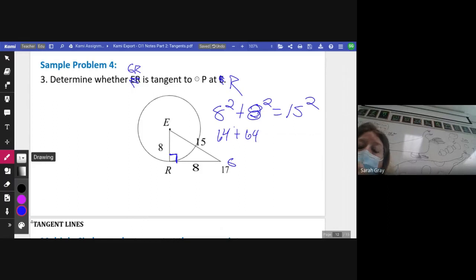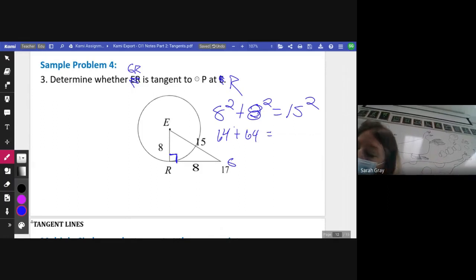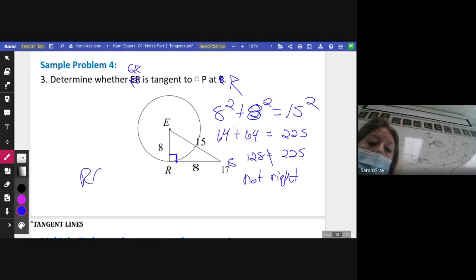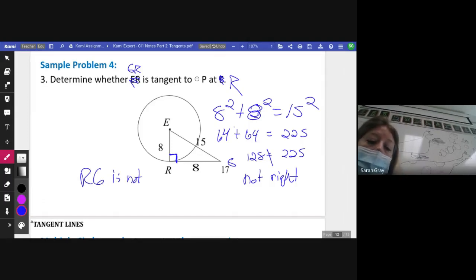And I know we did it a while ago, where we actually did this and determined if it was obtuse or acute. We don't need that. We just need to say, yes, it's right, or no, it's not. So 64 plus 64 is 128. That doesn't equal 225. So this is not a right angle. So RG is not tangent.